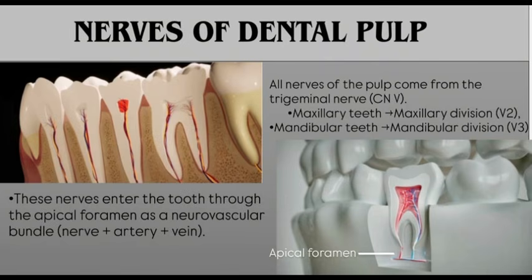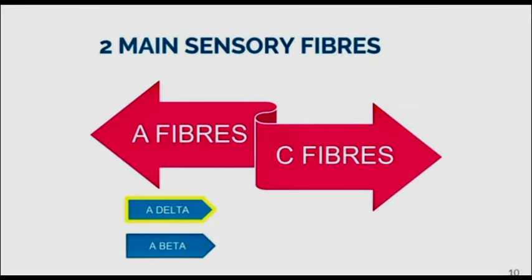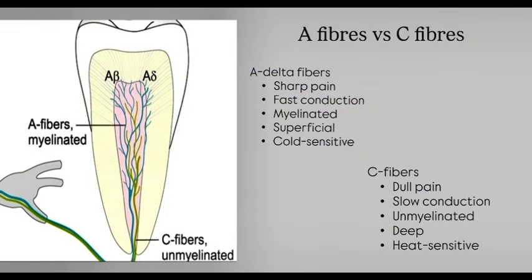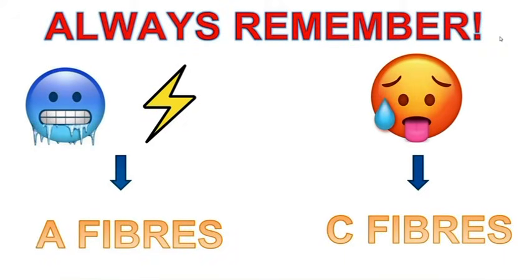The interesting part is how these fibers behave. We mainly have two types, A delta fibers and C fibers. A delta fibers are thin and myelinated, which means they conduct signals quickly. They are responsible for sharp and pricking pain. However, C fibers are unmyelinated, slower, and deeply placed in the pulp. They create slow and dull pain.